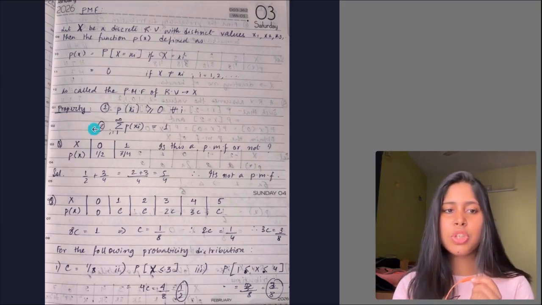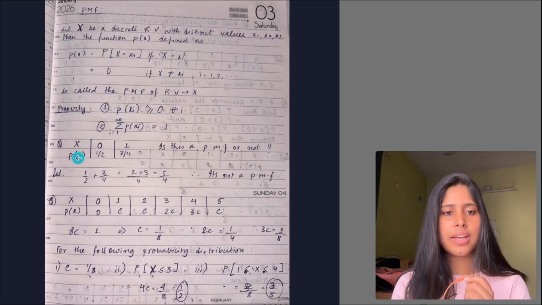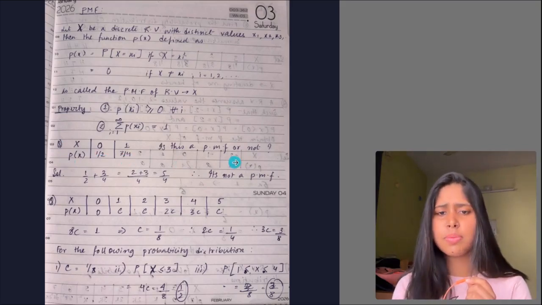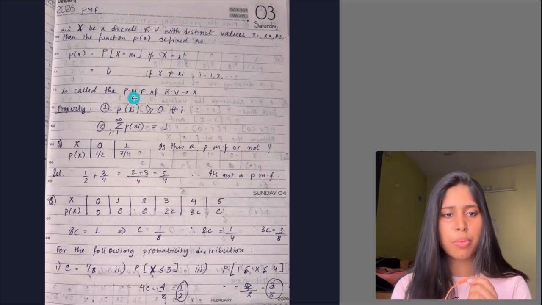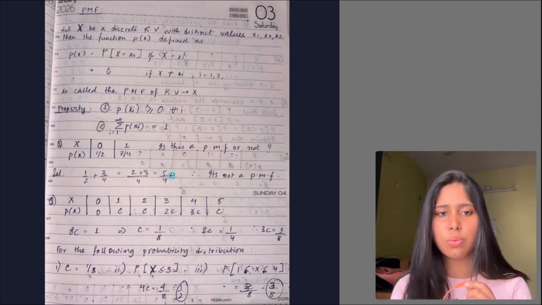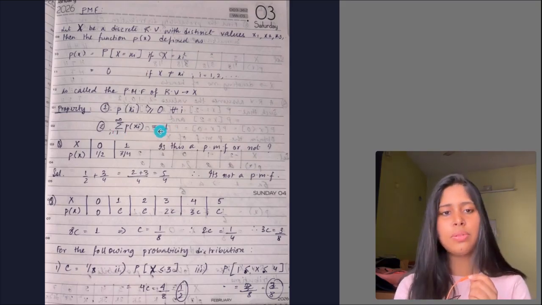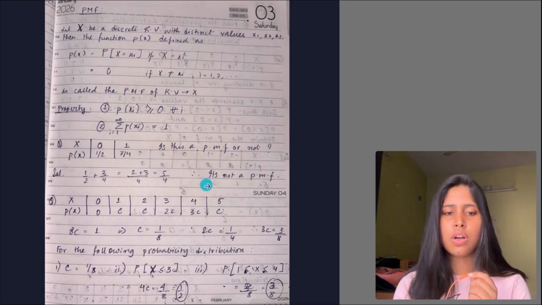Now coming to the question. Given the random variable x, the values are 0 and 1, and the probabilities are given as 1 half and 3 by 4. The question is, is this a PMF or not? How will you check? You will check with property number 2. You will add up the values. 1 by 2 plus 3 by 4 is equal to 5 by 4, which is greater than 1. Can a probability be greater than 1? Can the summation be greater than 1? No. So it is not a PMF.